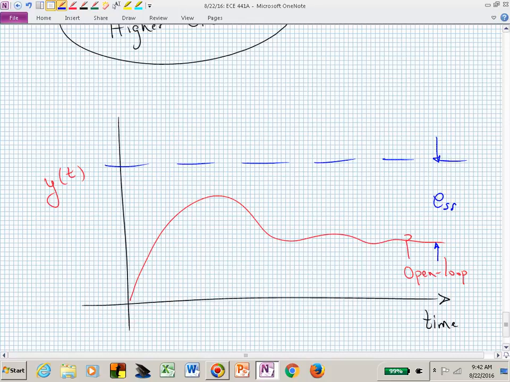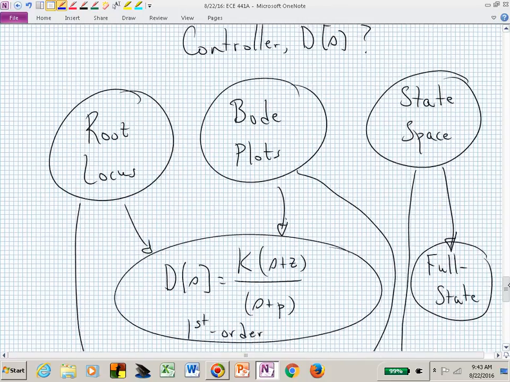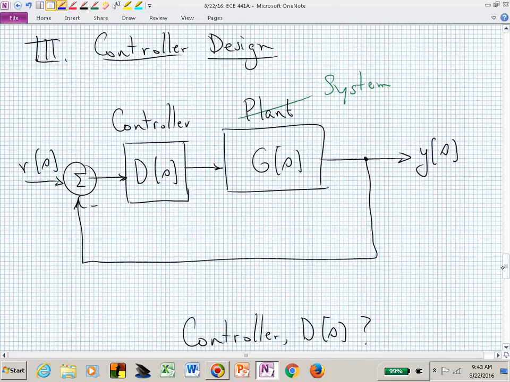You go, oh, I understand. I'll go back and redesign a controller or improve. This is just the open loop. So now you say, let me design a closed loop system. Let me introduce a controller D of S to try to make, before what we were doing, oh, I'm putting my hand over the controller.